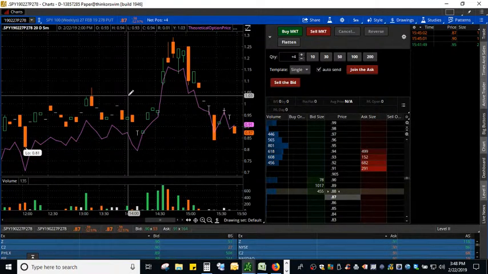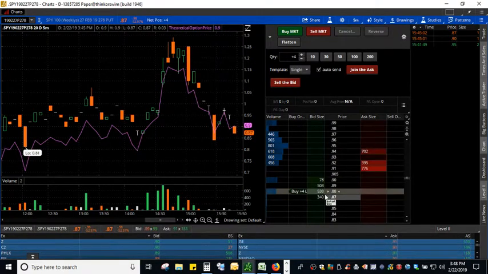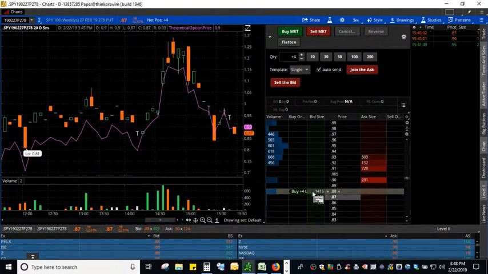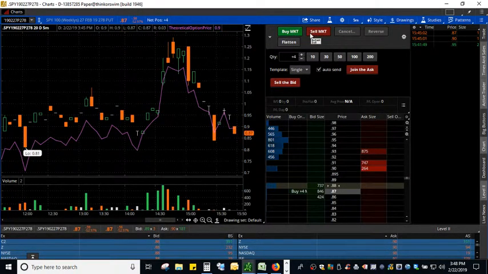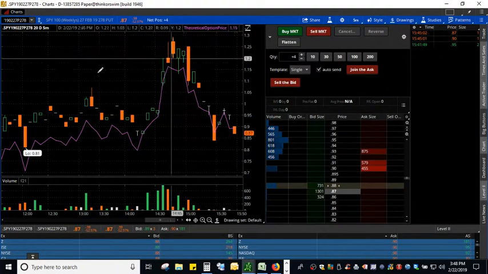I'll show you. I always use a limit order to get in. There's limit and market. By clicking in these boxes, that's a limit order. You can do market up here. I do not buy market.